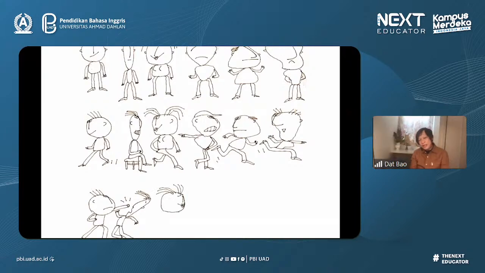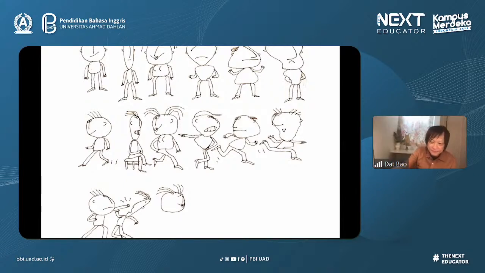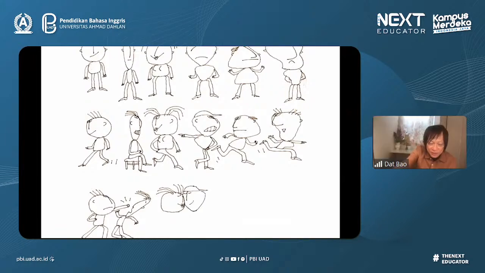What do you think this lady is doing? Walking, maybe? Walking, yeah. Any other guess? Watching someone in love. Watching, yeah, someone's love. Yeah, that's right. So they are expressing love, yeah.